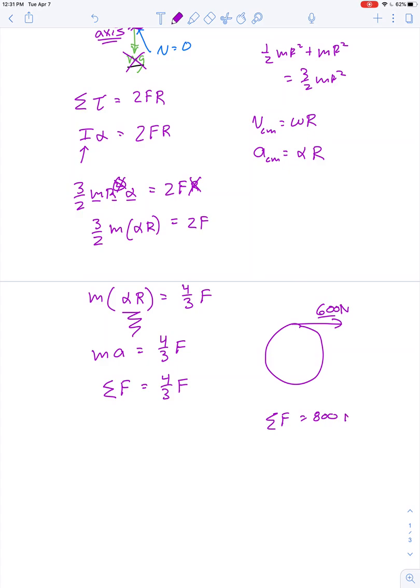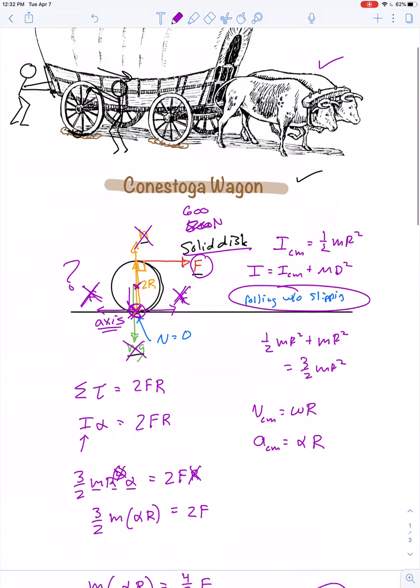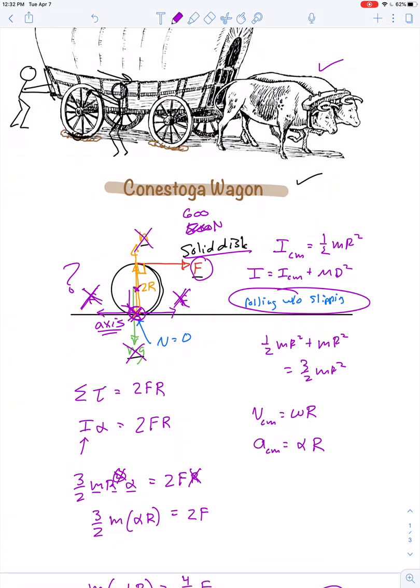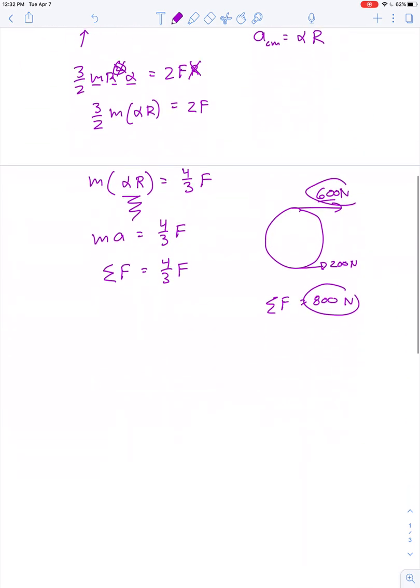So there's a mystery, huh? You're pulling with 600 newtons, yet you get 800 newtons of net force. That must mean that the friction force points forward and is equal to 200 newtons. So my gut had it wrong. I assumed I should draw the friction force as a vector that points that way, but actually the friction force must point forward.